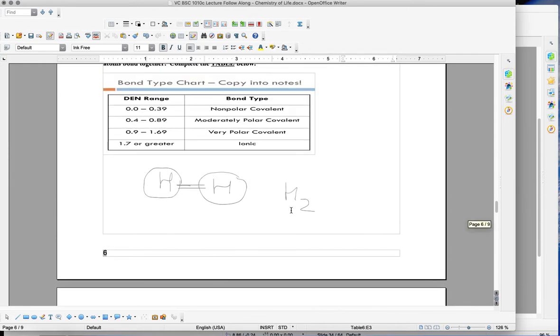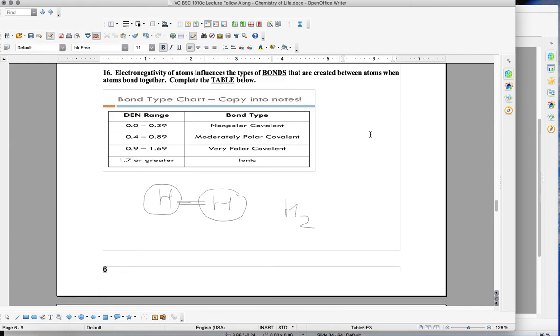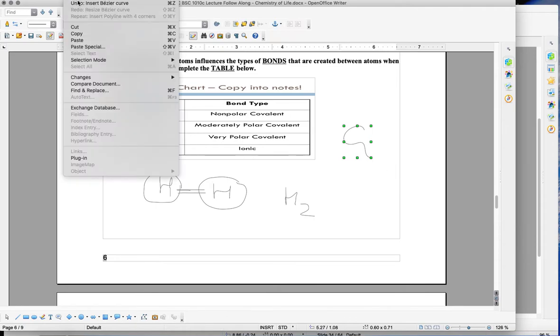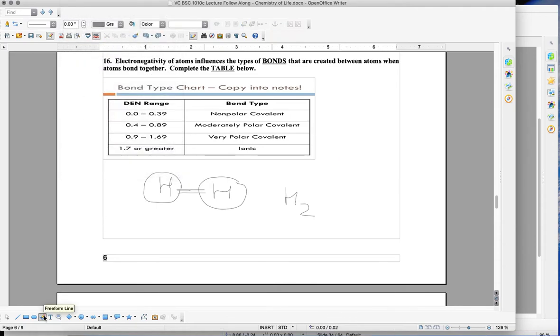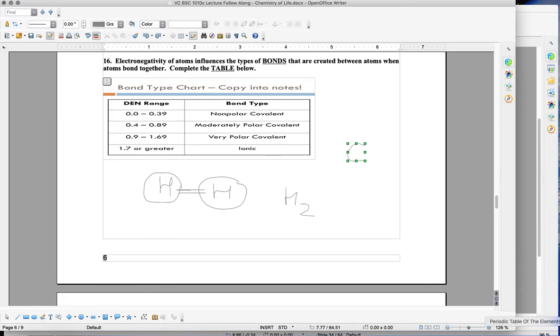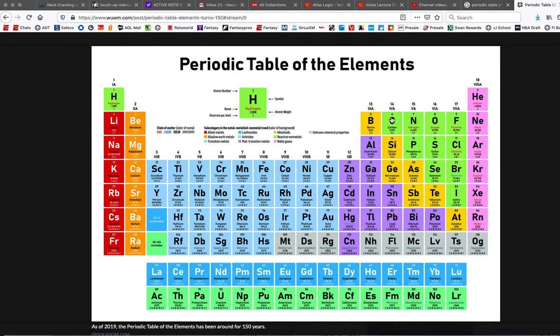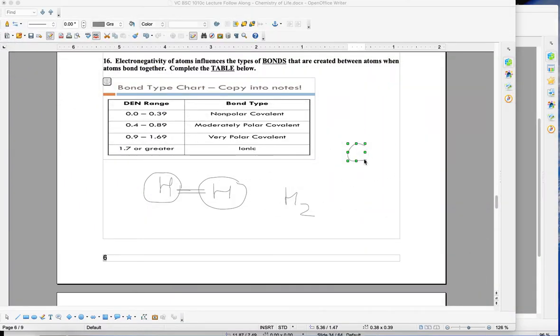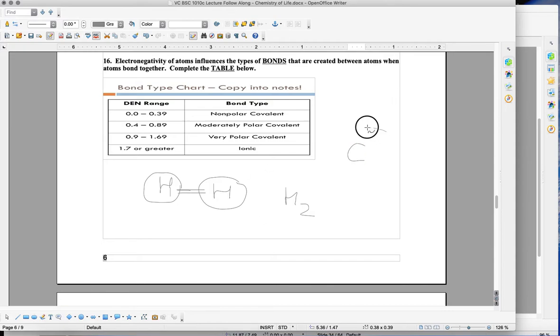CH4 looks something like this. We talked about carbon's atomic number. Okay, so let's look here. Carbon's atomic number is 6, and it's in column 4, which means it has 4 valence electrons, because we fit 2 in the first shell and then 4 in the outer shell. So carbon is going to form this molecule called methane.